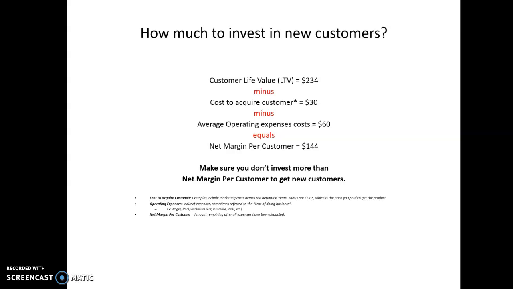Here's the lifetime value, and this is your cost to acquire a customer. You've got some operating expenses to deduct from the purchases the customer's made, and here's the net margin per customer. And it looks like $30 to get a net margin of $144 is a pretty good deal.